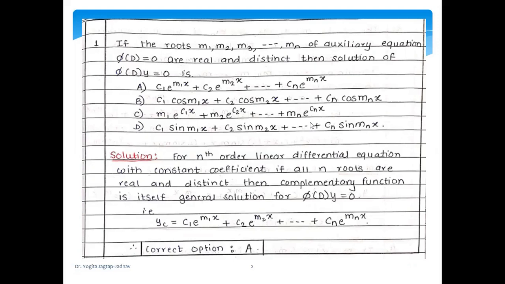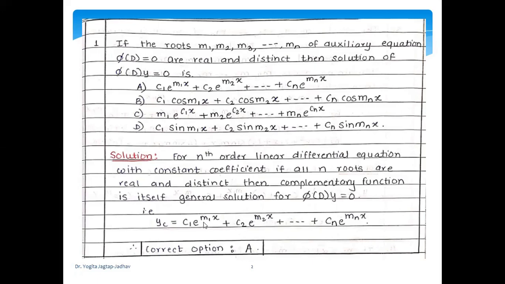Among these four options, we can see we have a total of n roots which are all real and distinct. Therefore, according to the complementary function property, we have the first rule for real and distinct roots, and according to that rule, yc, that is your general solution, is equal to c1 e raised to m1x plus c2 e raised to m2x plus and so on cn e raised to mnx. Therefore, your correct option is A.